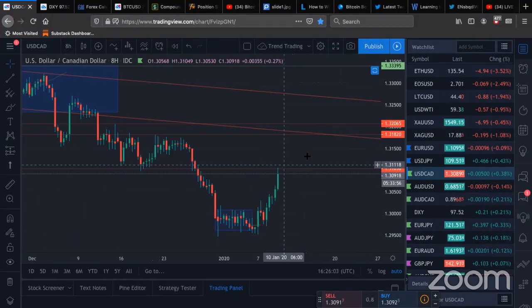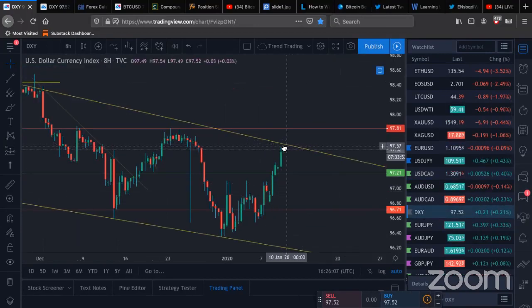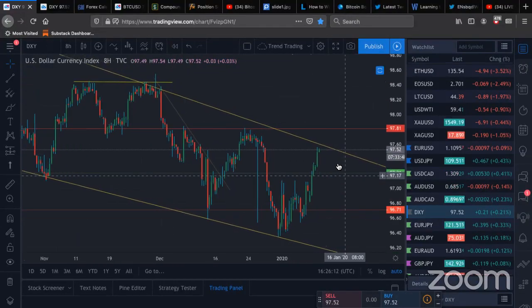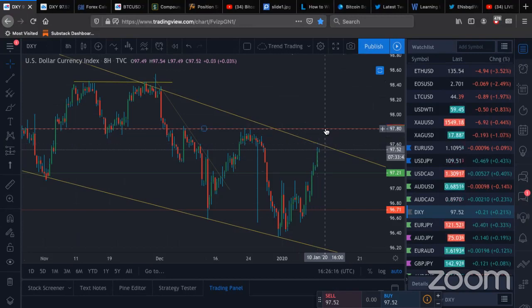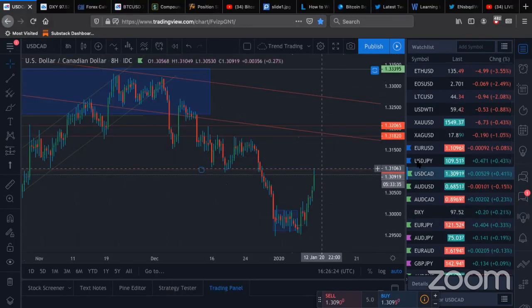What I'm seeing importantly happen in the market right now is we're coming into this resistance here, this trend line, right? I have a feeling that this might not hold and that we take a look at this resistance up here. That's definitely in play. But right now we're at a resistance level. You see that happening here on the US dollar Canadian dollar.